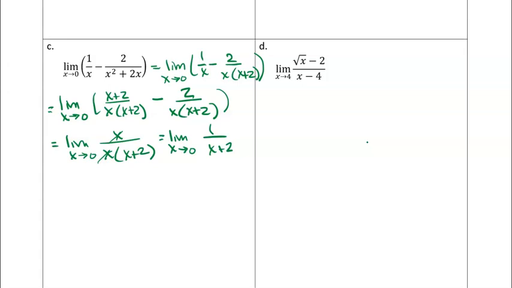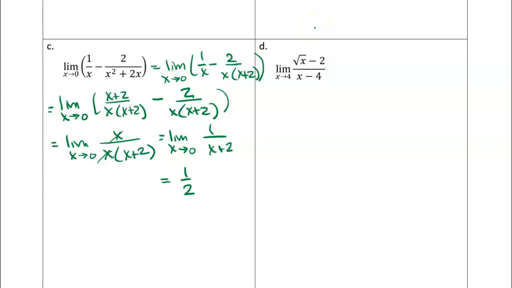Now I can just do direct substitution and I get 1/2. So that's my limit. As x approaches 0, this function approaches 1/2. Remember, it's undefined at 0. There's a hole in the function at 0, but as I approach 0, the value of this function approaches 1/2. All right, we got one more thing here.